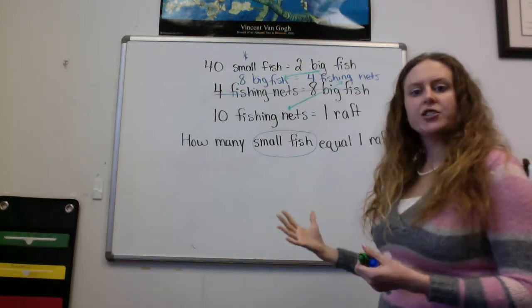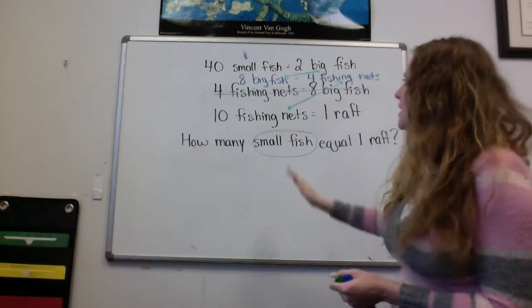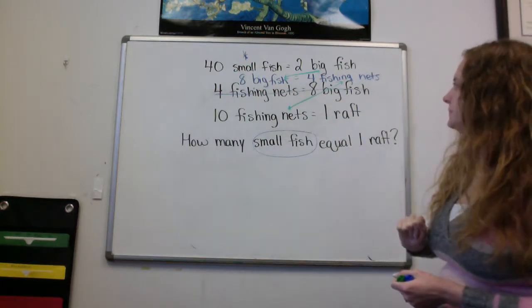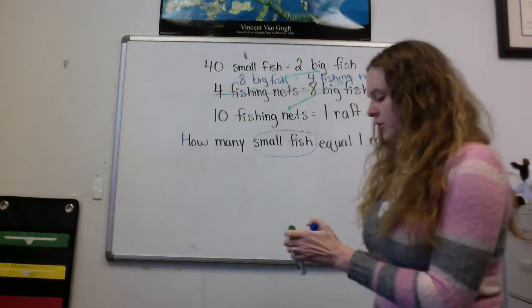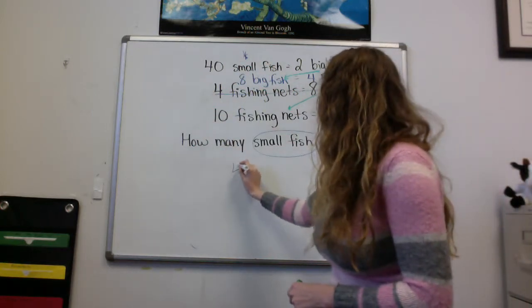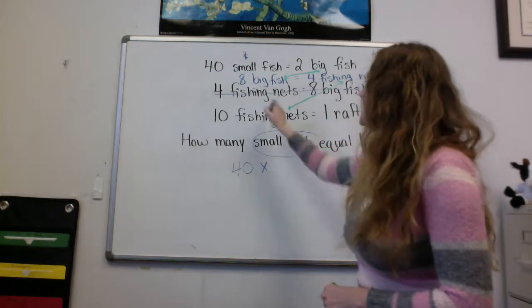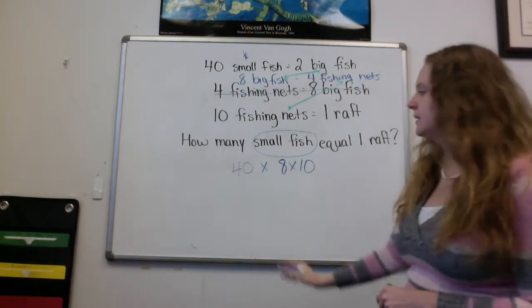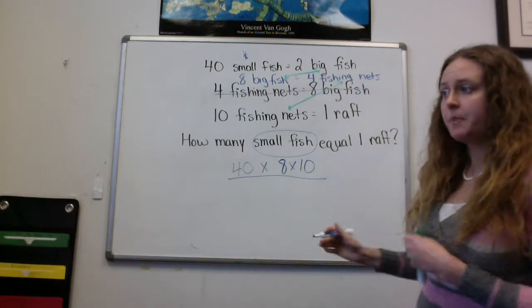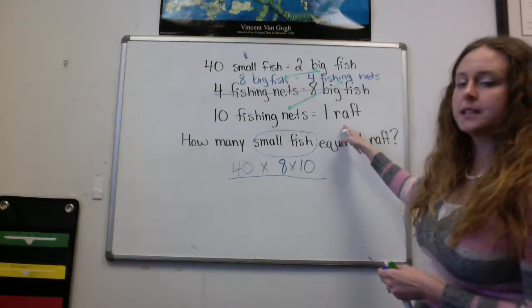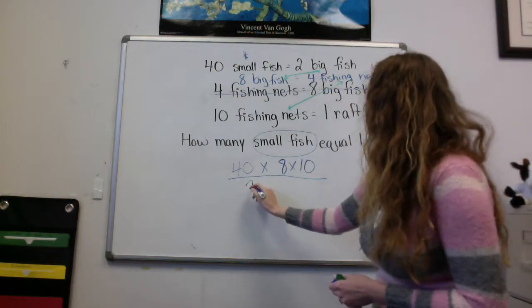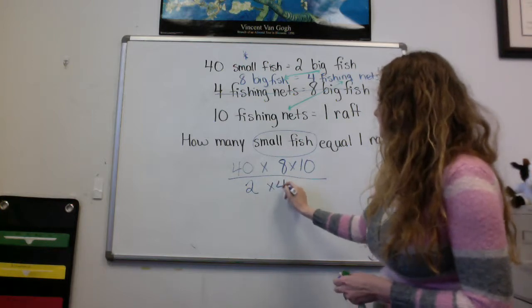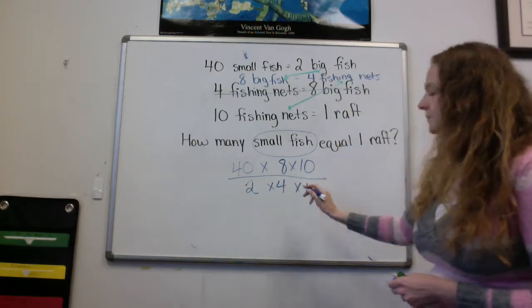So a ratio is a fraction. We have a numerator and a denominator. I started right here with small fish, remember, because that's what I was given or asked to find. So these are going to be my numerators. So I'm going to have 40 times 8 times 10, divided by comparing them to these other units. The 2 times 4. And then the 1 raft.